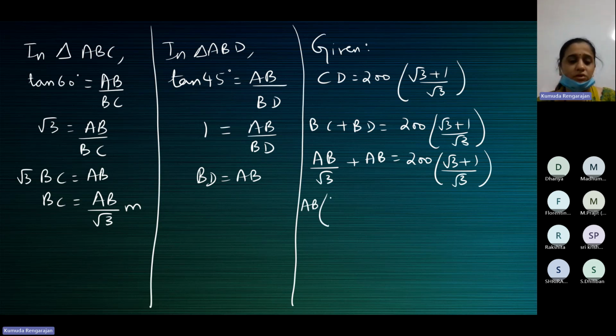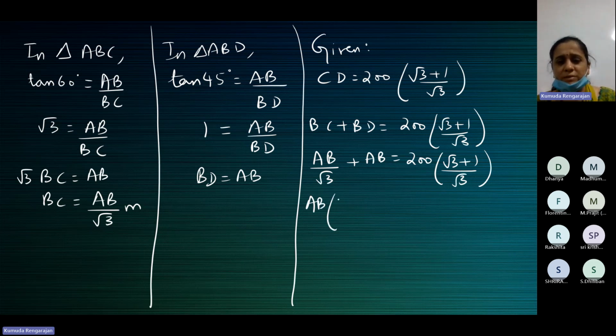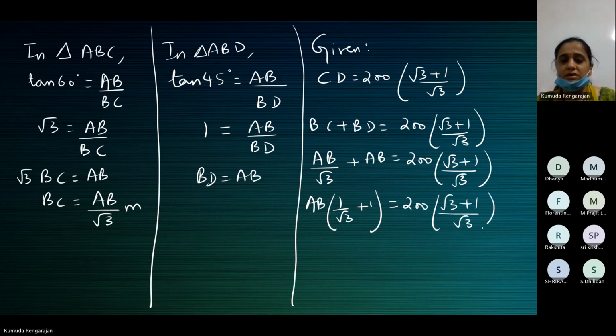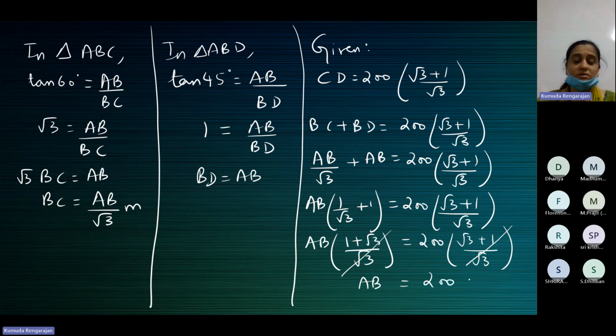You can take out AB common, nothing wrong with that. So AB times 1 by √3 plus 1 is equal to 200 into √3 plus 1 by √3. On taking the LCM, √3 is the common denominator: 1 plus √3 by √3 is equal to 200 into √3 plus 1 by √3. So this gets cancelled on both the sides. So AB is equal to 200 meters. So the height of the lighthouse is 200 meters.